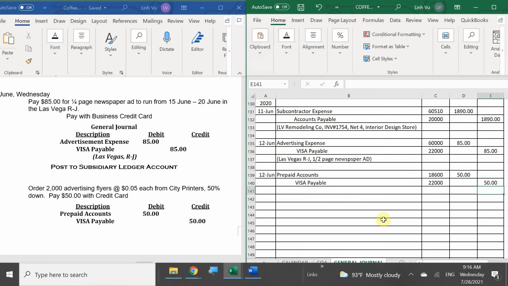All right, so there's $50. And now we can finish our description because we have everything that we need. Here, we dealt with city printers for 2,000 flyers, 50% down payment. You don't need to indicate that you use your Visa business card because the account is already clear.